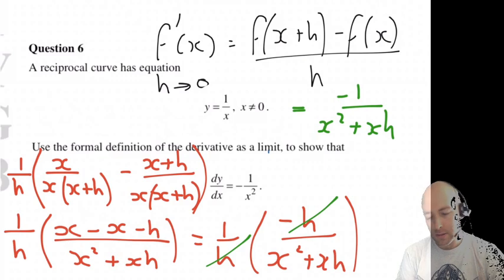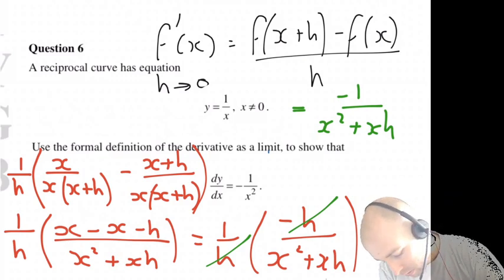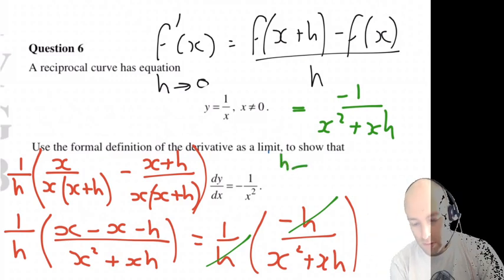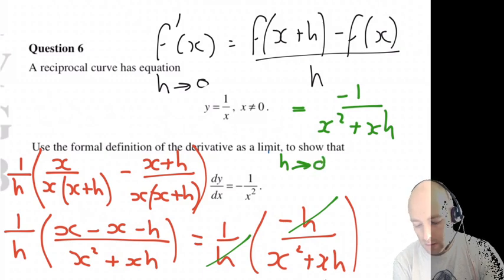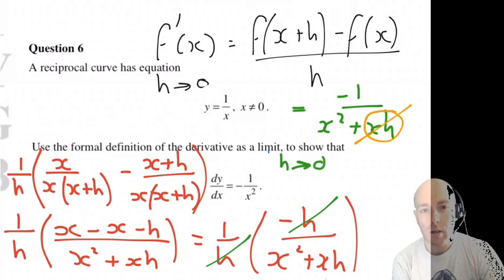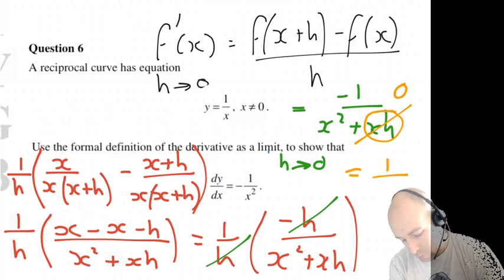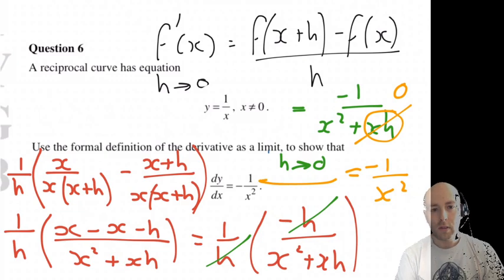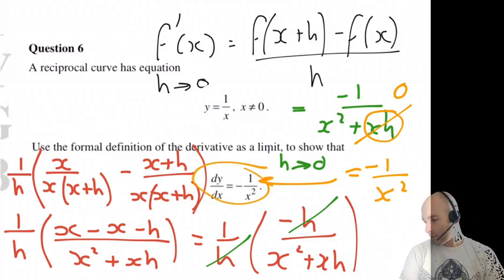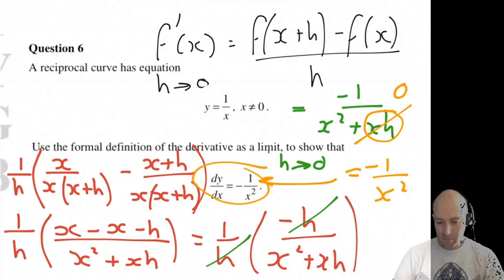The last thing we need to do is say as h goes to 0, that whole term is going to go to 0, leaving us with minus 1 over x squared, which is what we wanted to get there. Cool. Hopefully everyone's all right with that.